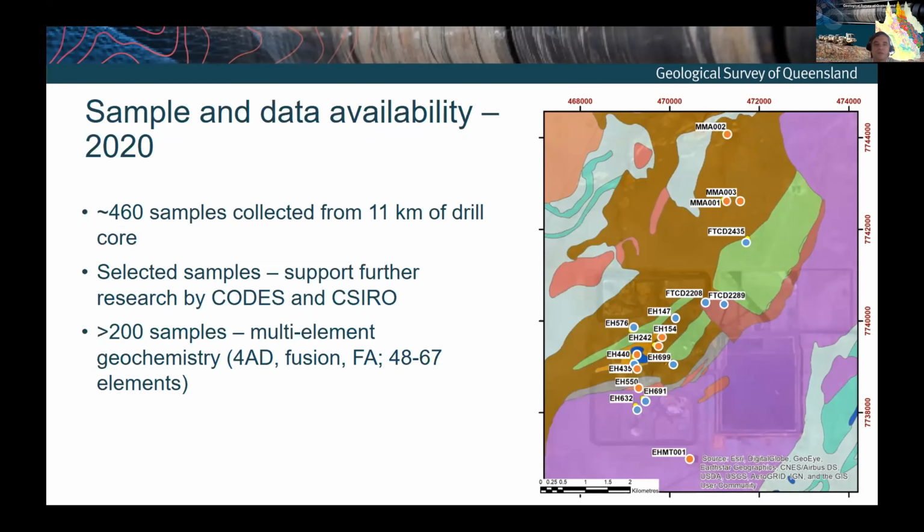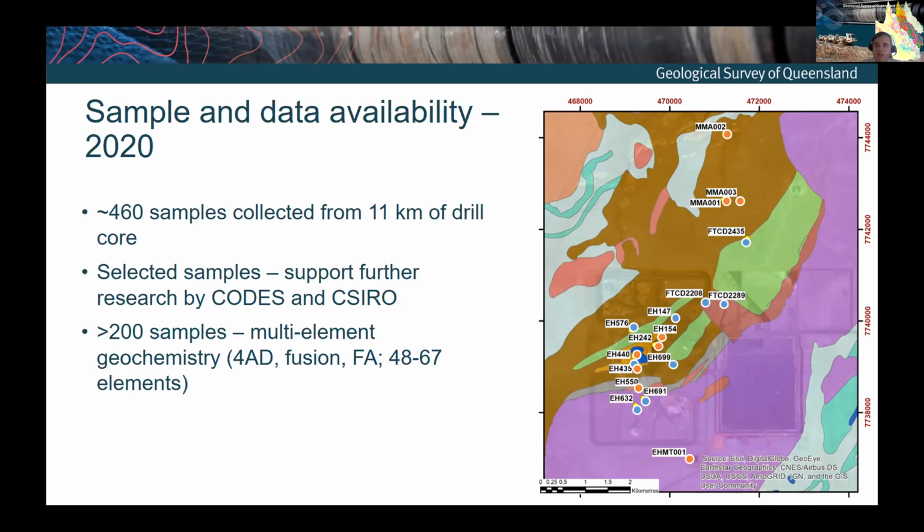So we have multiple drill cores, complete drill cores in our permanent storage, all HyLogged, shown in orange. We did extensive infill sampling of an additional 9 drill cores, blue circles on the map, and selected samples supporting further research by CODES and CSIRO. And on our part, we did multi-element geochemistry on more than 200 samples, using multiple digestions and multiple methods, capturing information for up to 67 elements, including pretty much the entire range of the critical minerals.